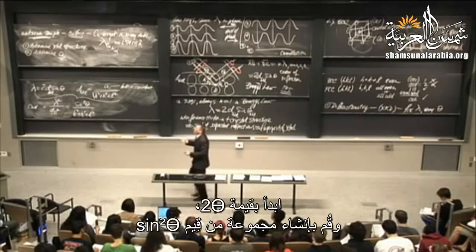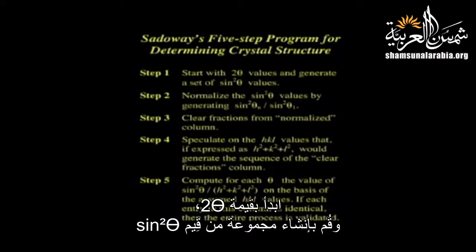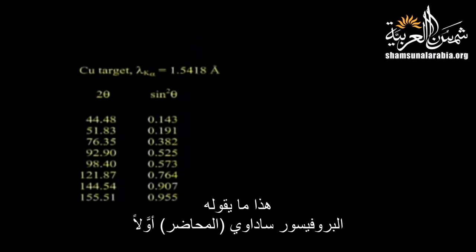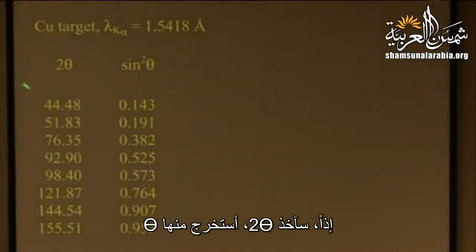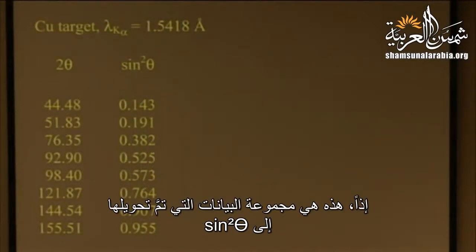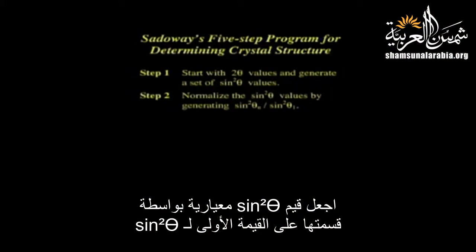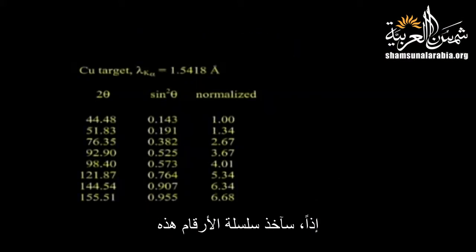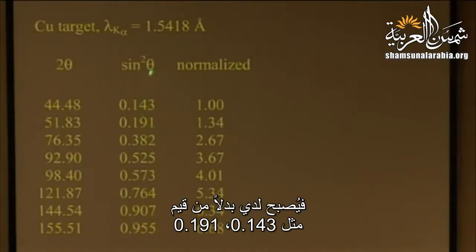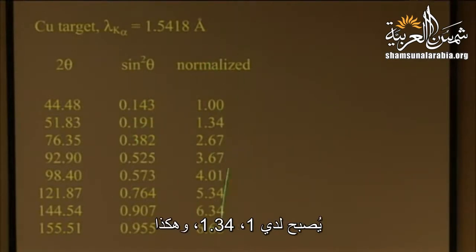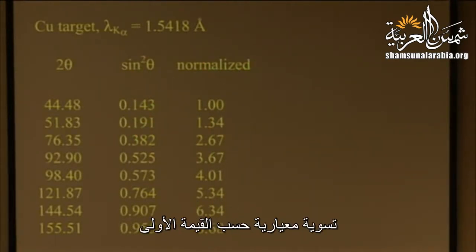So let's see. Start with 2 theta values and generate a set of sine squared theta values. That's what Sudoway says first. So I took 2 theta, made it 1 theta, then took the sine of it and then squared the sine. So this is the data set transmogrified into sine squared theta. All right, what's the next thing he says? Normalize by dividing through with the first value. So I'm just going to take this whole series and divide it by 0.143. And now, instead of 0.143, 0.191, I got 1, 1.34, and so on. So that's what I mean by normalize to the first entry.